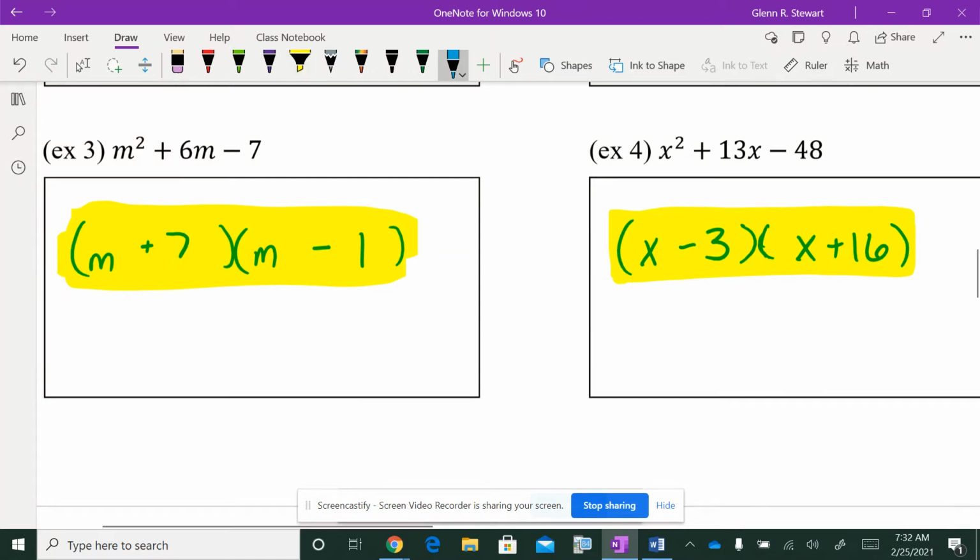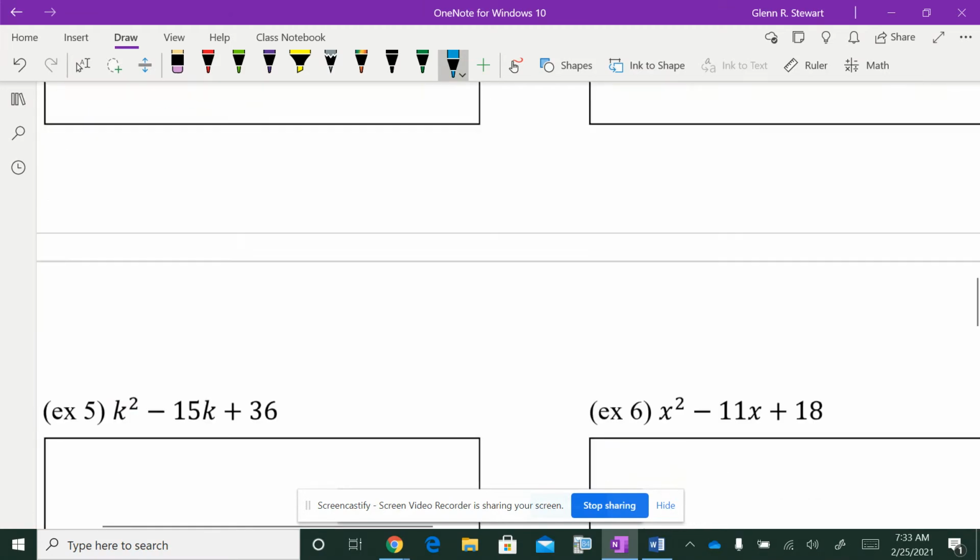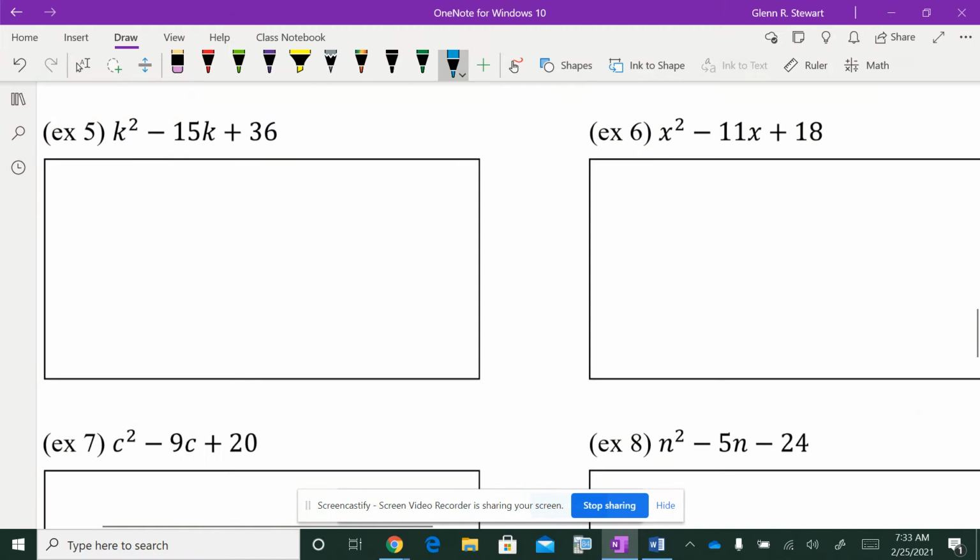Okay, so what do we know here real quick? Anytime that you have a negative in the back part of your equation, one of your factors is going to be positive, the other one is going to be negative. That's going to happen every single time. So, looking at example 5 here, we switch where the negative actually is in the problem. We've got k squared minus 15k plus 36. What would multiply to give you a positive 36 and add to give you a negative 15?